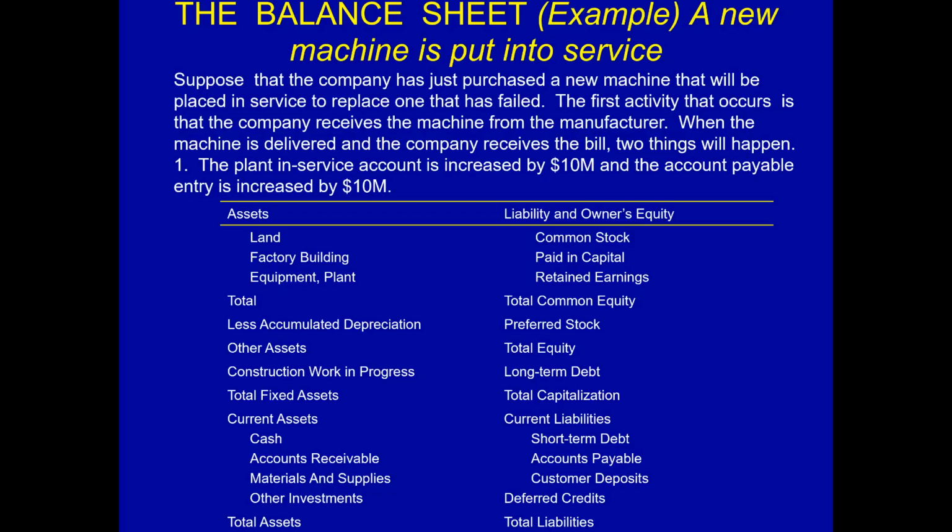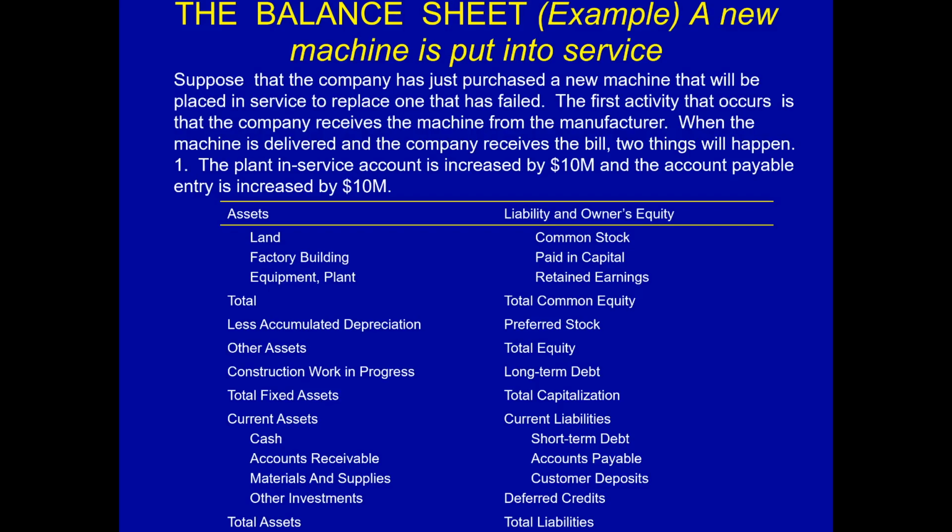So let's see some examples of how the balance sheet changes. Suppose a new machine is put into service. Suppose that the company has just purchased a new machine that will be placed in service to replace one that has failed. The first activity that occurs is that the company receives the machines from the manufacturer. When the machine is delivered and the company receives the bill, two things will happen.